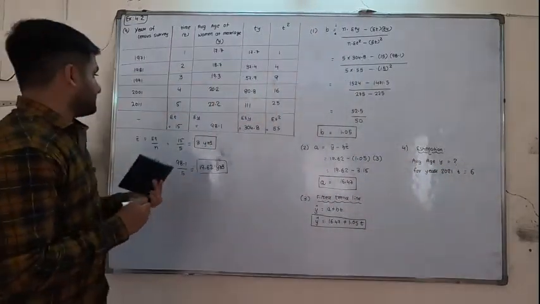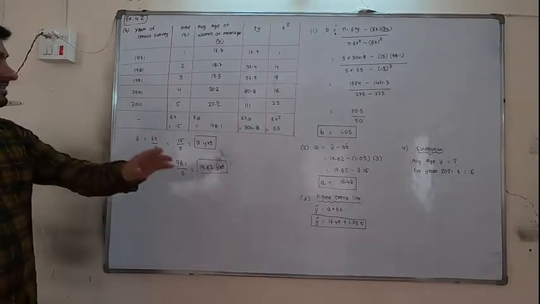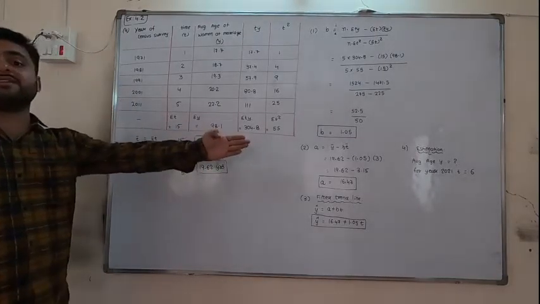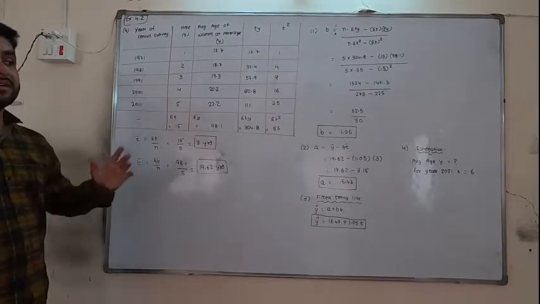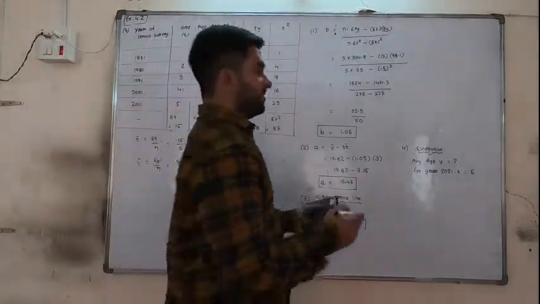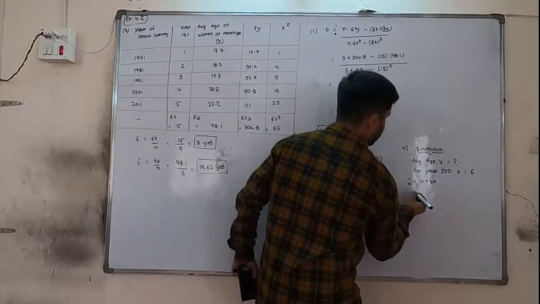Why 6? As the gap is of 10 years. Now the next year is after 10 years. After 2011, the 10th year is 2021. So t is 6. But if instead 2031 is given, then it would be 7. Remember this thing. Y cap is equal to A plus BT.